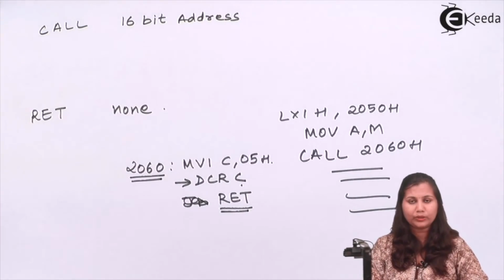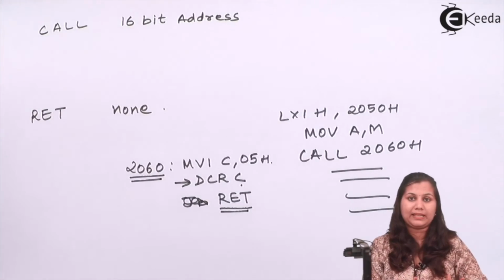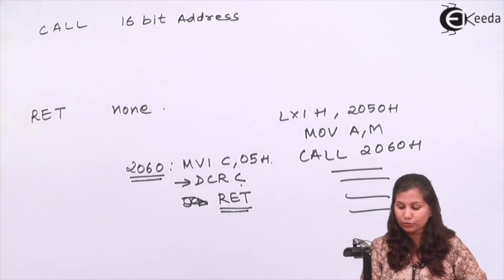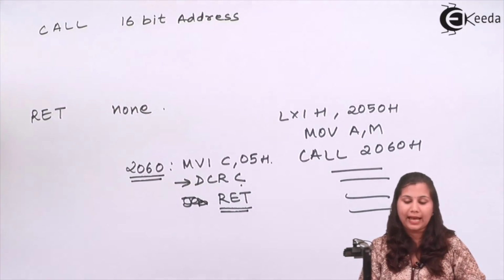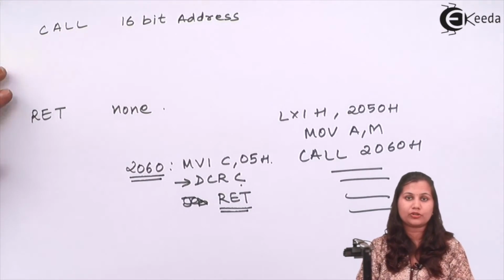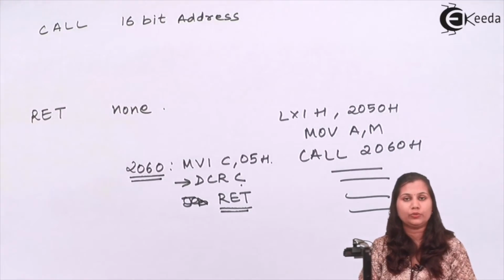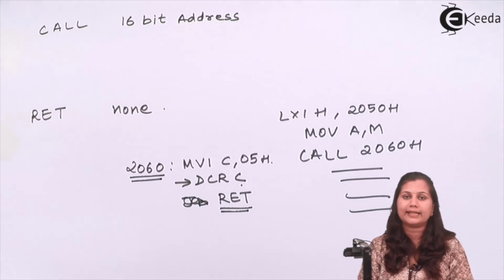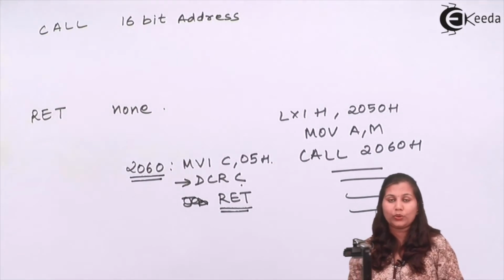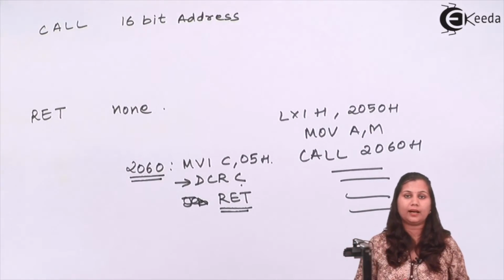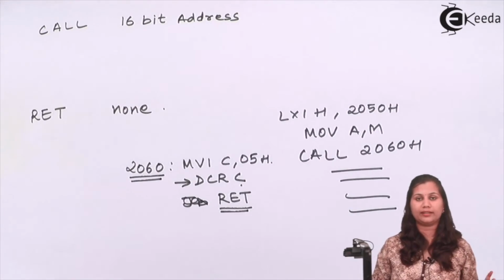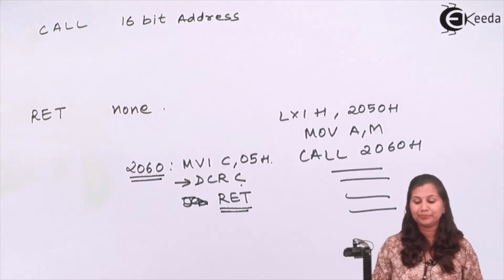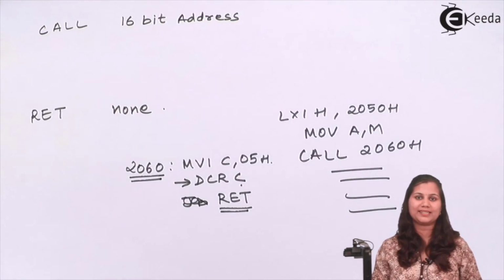So a subroutine is mainly used to lessen the space which is used to store larger programs. It helps in this, and by using these two instructions, call and return, we can use subroutines in the 8085. So in this video we studied the stack and subroutines, how they are used in 8085 programming, and I hope this video is clear to you.